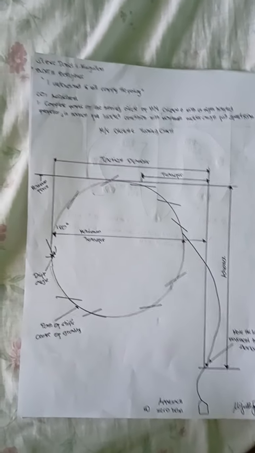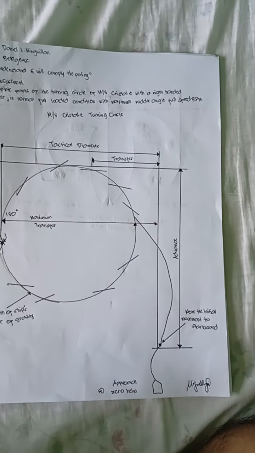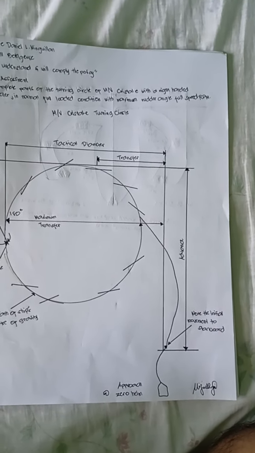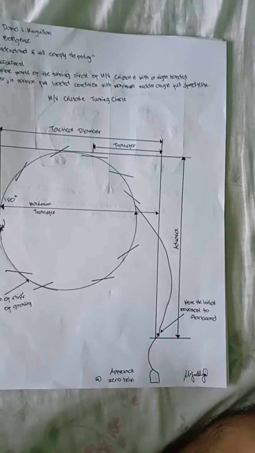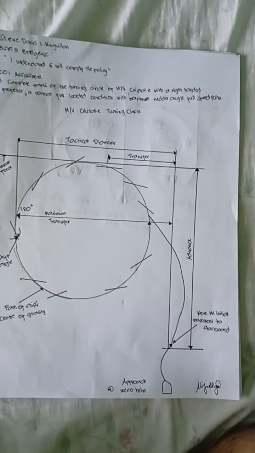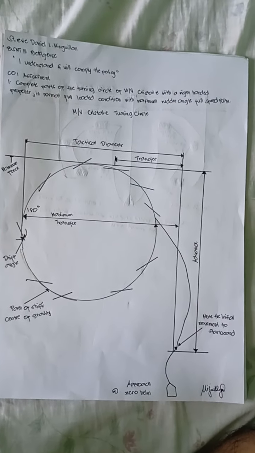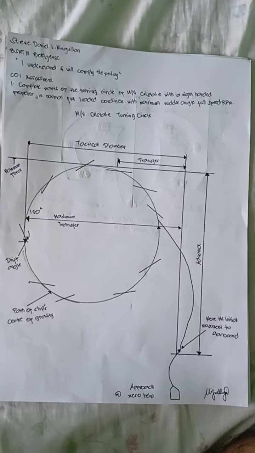This is my video explanation on the CO1 assessment. In task 1, complete the parts of the turning circle of MB Crystal E with a right-handed propeller in normal full loaded condition with maximum rudder angle, full speed RPM.